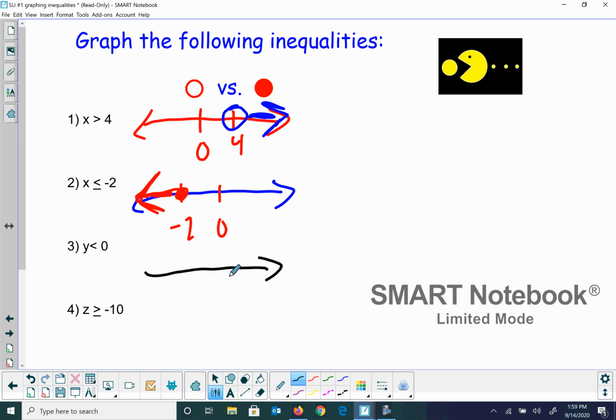Next problem, I want values less than 0. Well, we have 0 here. Do I include 0? Is there an equal sign? Nope. So it's going to be an open dot. I want values less than 0. So we're talking about the negative numbers in this case. So that's going to go left.